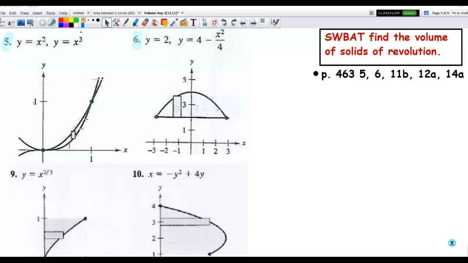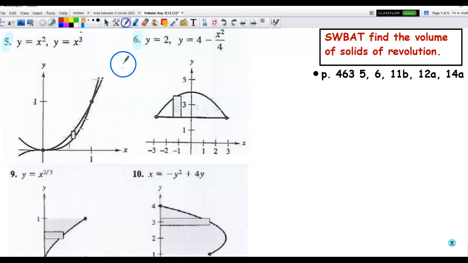As you can see, we're going to take a look at the problems from page 463, and the focus of this is to find the volume of solids of revolution. And these particular solids are going to have holes in them because there is some distance between the region that we're going to revolve and the axis we're going to revolve about.